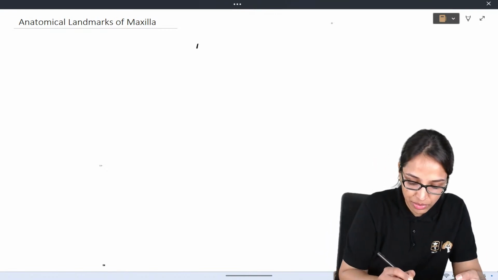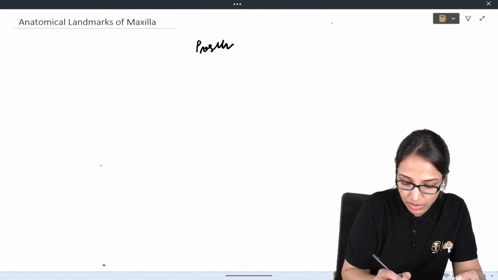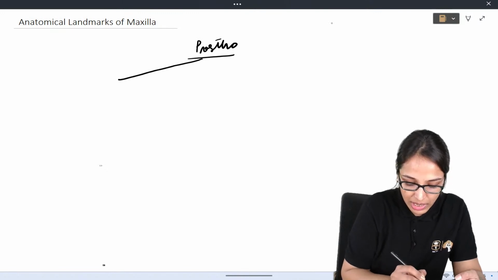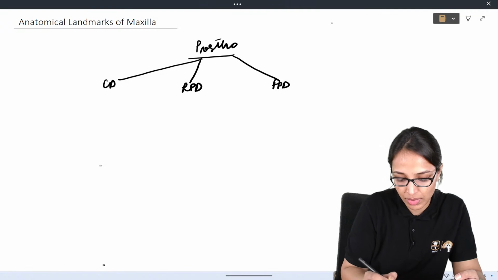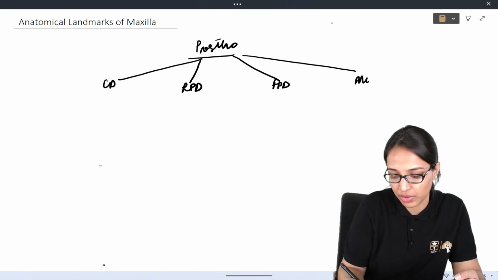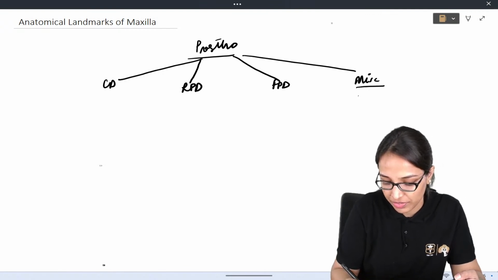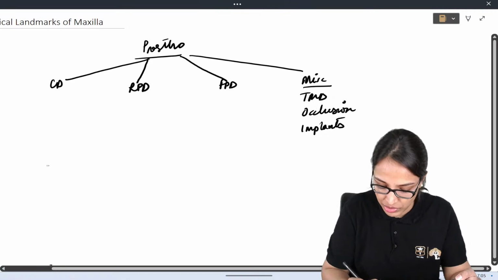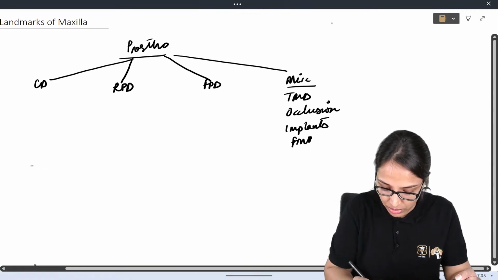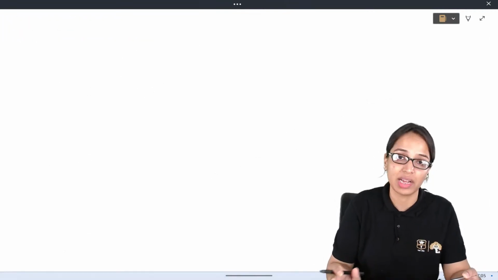So if we see prostho as a whole, mainly what is asked in exams is complete dentures, partial dentures, and FPD. And the fourth section, if I call it miscellaneous, then from that TMD, occlusion, implants, and other miscellaneous sections such as full mouth or other aspects are usually asked.